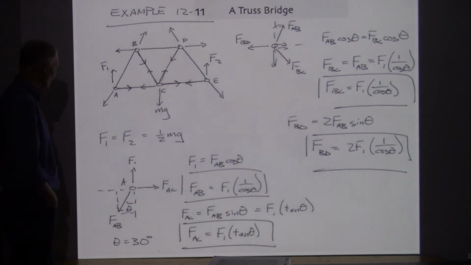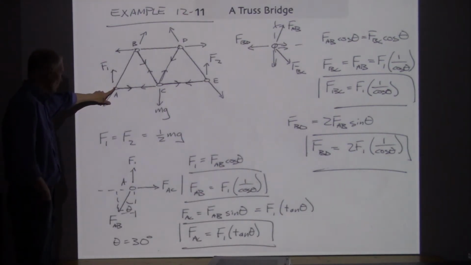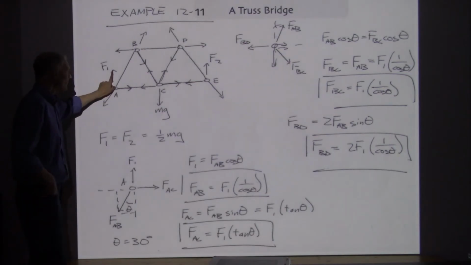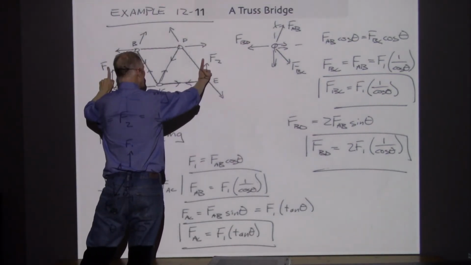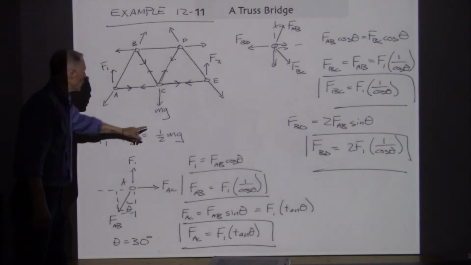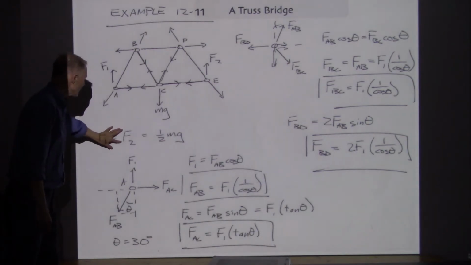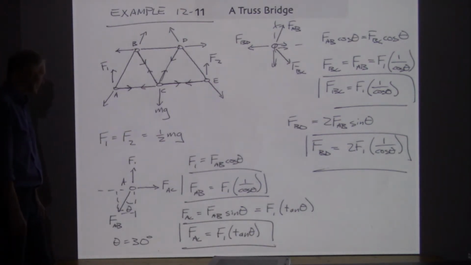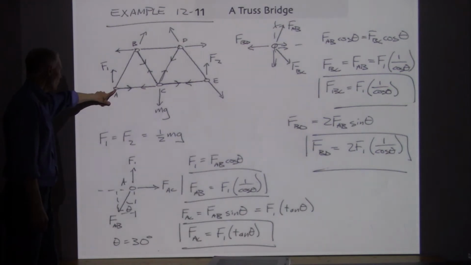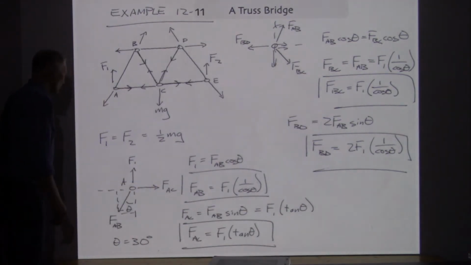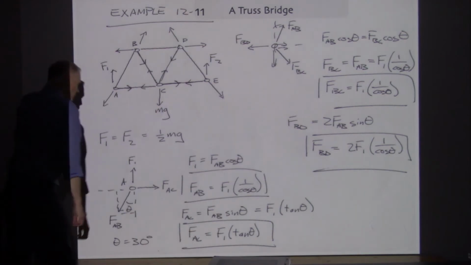So let's go ahead and start with point A. That's the one that they listed first. But before that, the forces at the sides of the bridge are going to have to support 1/2 mg each. And so F1 and F2 are equal to 1/2 mg. Now if I look at pinpoint A, there is a force of F1 upwards, there's a force AC here, and then there's a force of AB in this direction.